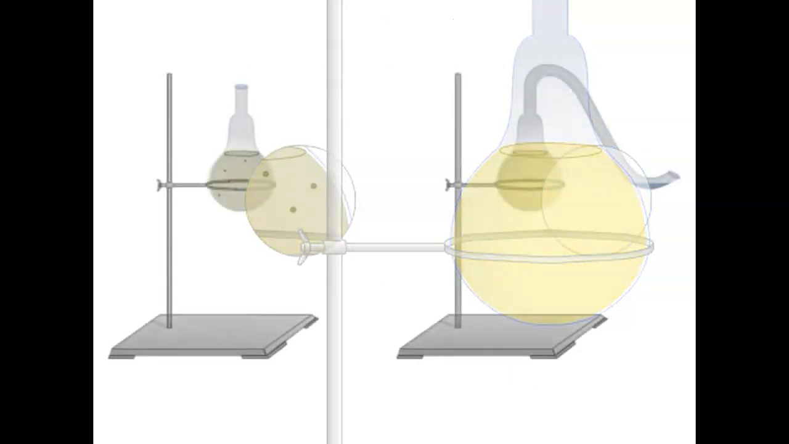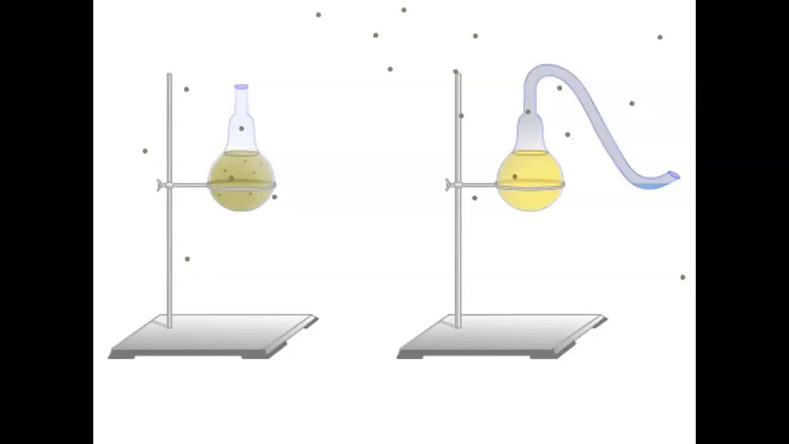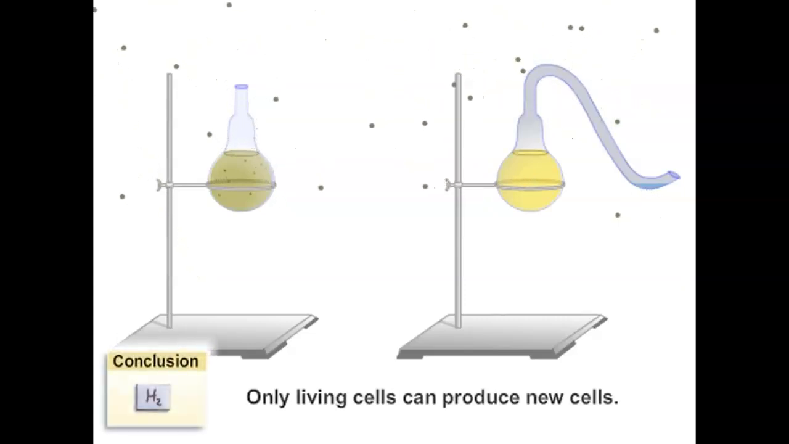By changing a single variable, the shape of the flask, Pasteur was able to conclude that cells were not generated spontaneously, but were actually entering the broth from the surrounding air. Microorganisms, carried by dust particles, fell into the straight-necked flask. However, the swan neck trapped the particles, preventing cells from entering the broth.